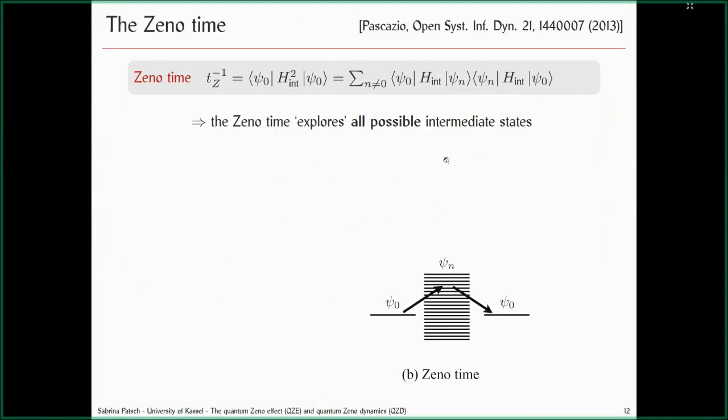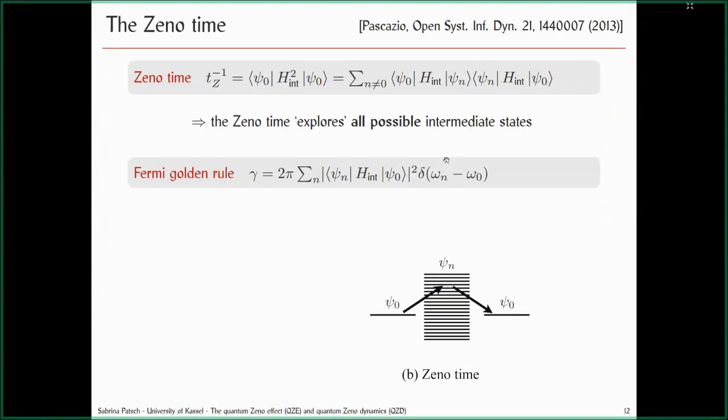So you can think of that as the Zeno time explores all possible intermediate states. It looks at which transitions I can take to go from my initial state to some intermediate state and then back to my initial state. And of course, this gives you how good your Zeno dynamics is, because when you have a big overlap with one of the matrix elements, it's very likely that you leave your initial state, because, for instance, when you have an overlap with one state very strongly, then you're probably going to populate that state very quickly. And this gives you the time scale on which you can induce Zeno dynamics, because your time scale has to be shorter than that in order to freeze the evolution to your initial state.